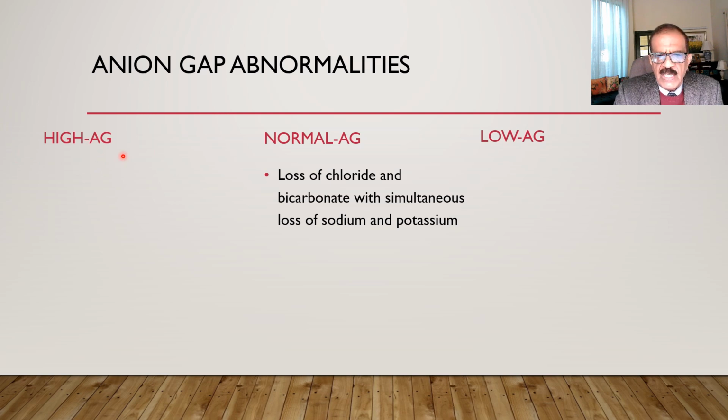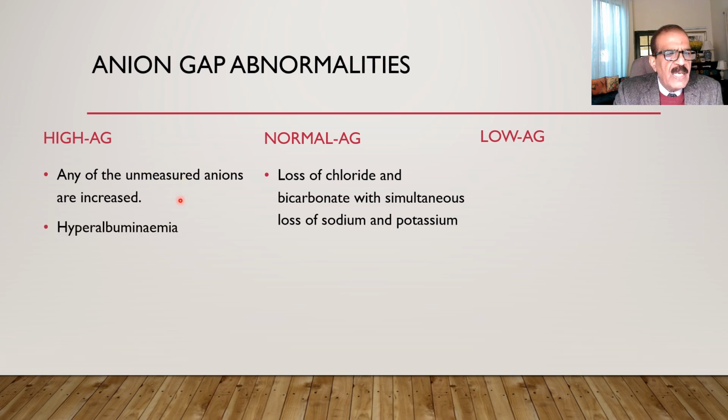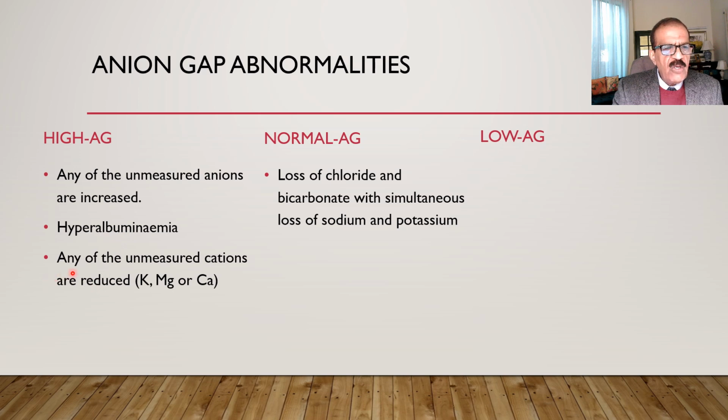So these are the conditions where anion gap may be widened. Any of the unmeasured anions are increased. In the next slide, I'll show those ones. Then if there is hyperalbuminemia, albumin at normal body pH is mostly negatively charged, so that will be counted as an anion also. Then if any of the unmeasured cations are reduced, since we are measuring the gap between cations and anions, if any of the anions are increased or any of the cations are reduced, they would have the same effect. So if potassium, magnesium or calcium are reduced, they would have the same effect on anion gap. Anion gap will be widened.